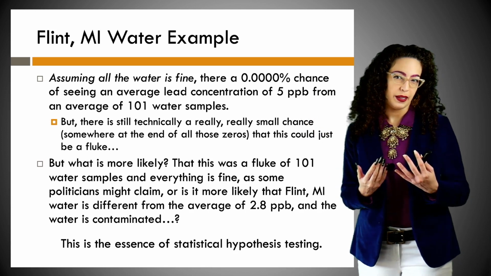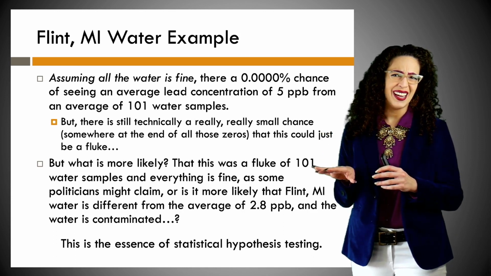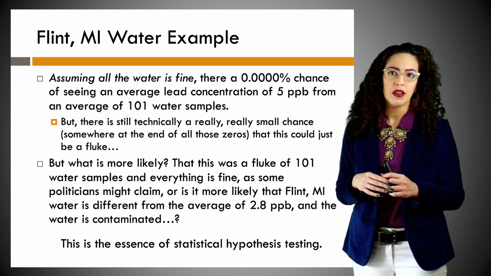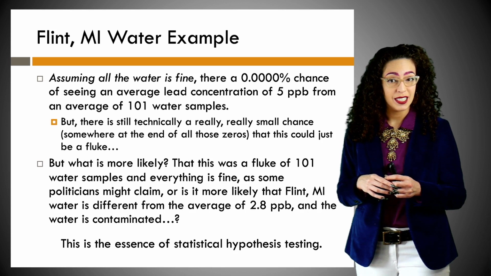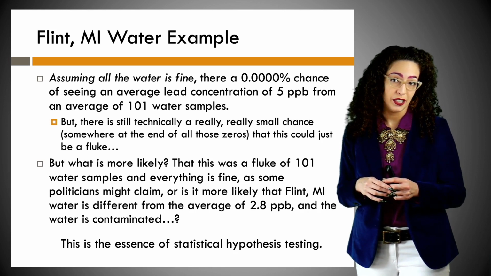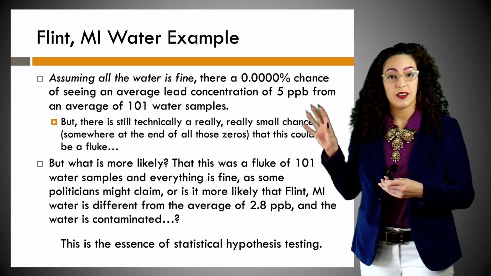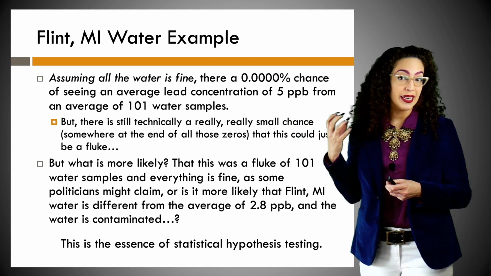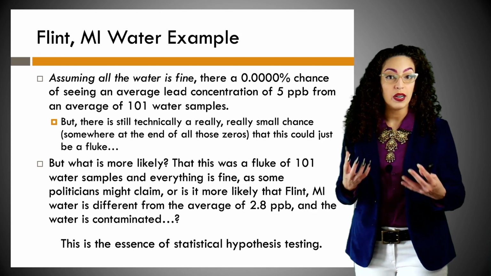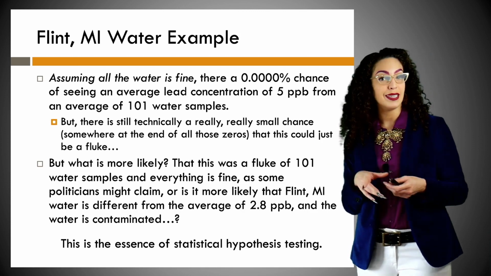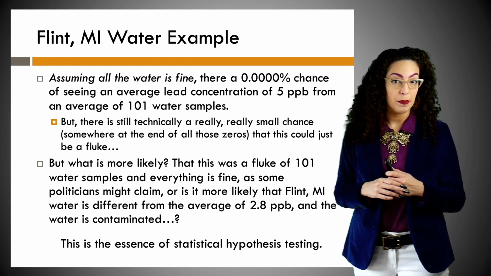But what is more likely? That this was a fluke of 101 water samples, and that everything is fine, as some politicians may claim? Or is it more likely that Flint, Michigan water is contaminated and different from the 2.8 parts per billion average? What do you think? Now, this is the essence of hypothesis testing. This is why we need statistics. This is why we standardize values, so we can go and look them up and see what is their probability of happening, assuming everything is fine. This is the essence of that hypothesis testing that we're going to cover coming up.